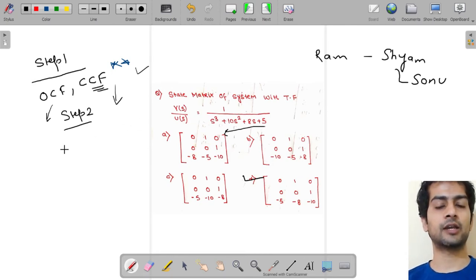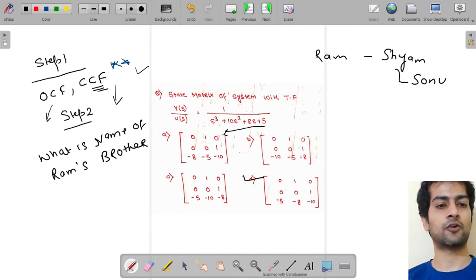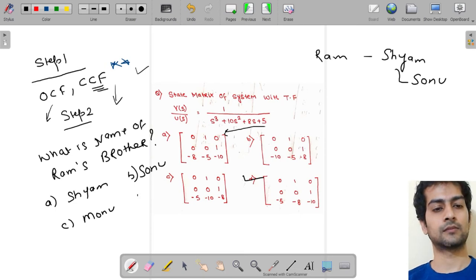Now, if you are asked a question, what is the name of Ram's brother? The options are Shyam, Sonu, Monu, Bhonu. Anything you can take. Then see, what is the name of Ram's brother?